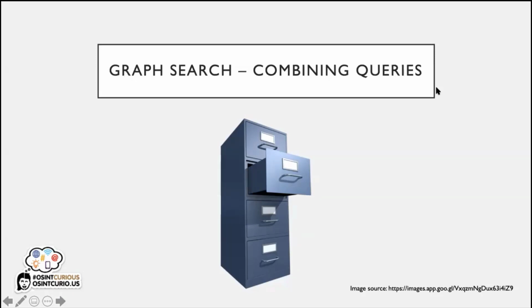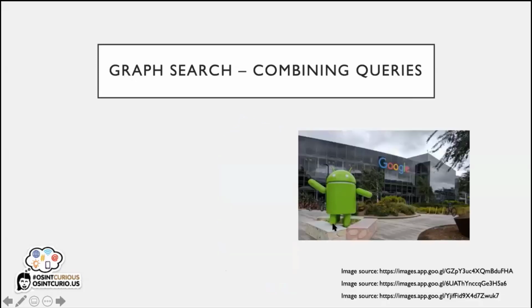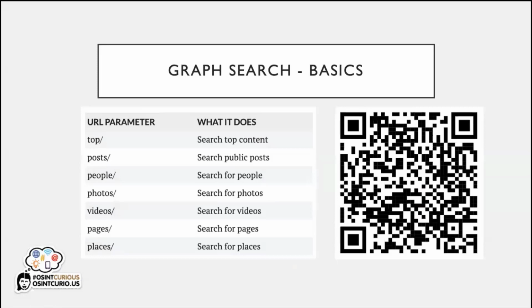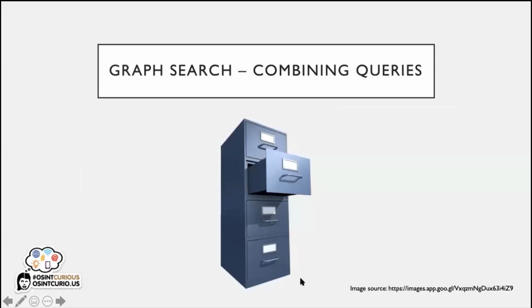Kirby, you want to take it away on combining the queries? Sure. All right. So graph search, combining the queries. When you're combining your queries, keep in mind your queries have to be toward the same thing. So for example, we can combine looking for posts from a certain person and then posts that tag a location, but you can't search for posts that are by a person and then photos that are tagged by a location at the same time. It's always got to be the same major category. So you have to stay within the same file cabinet, the exact same drawer.